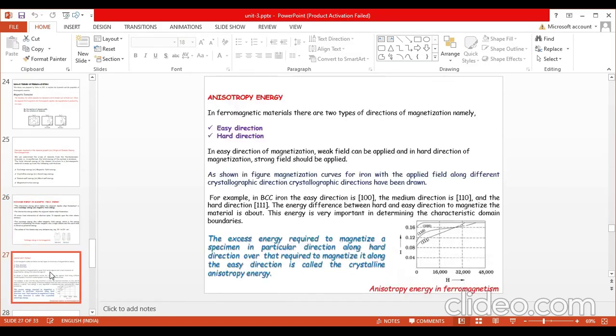Next one is anisotropy energy. In a ferromagnetic material, there are two types of directional properties. First one is easy direction, second one is hard direction. What is easy direction? In the easy direction of magnetism, a weak magnetic field can be applied, and the directions will be classified into two different types, easy direction and hard direction.